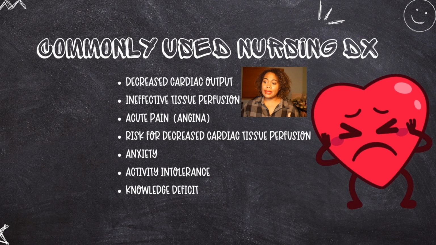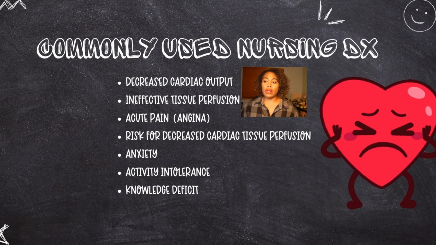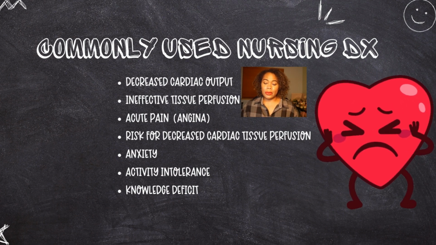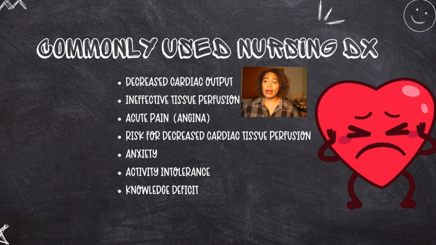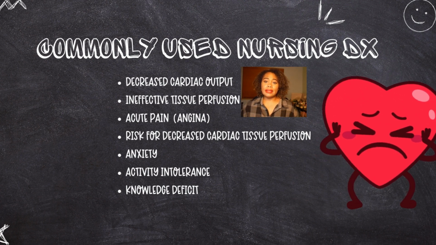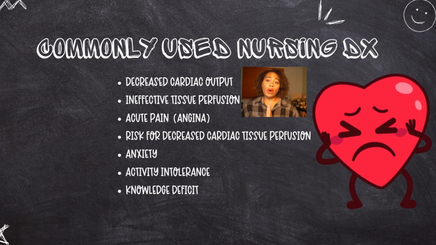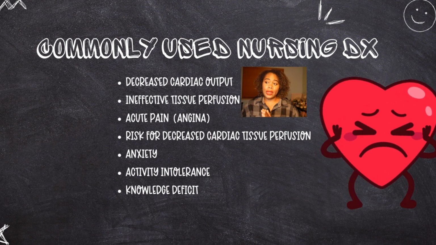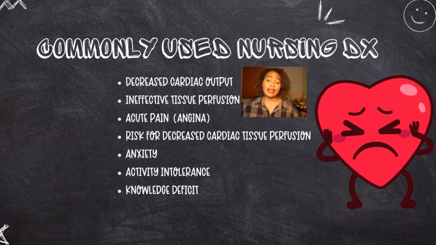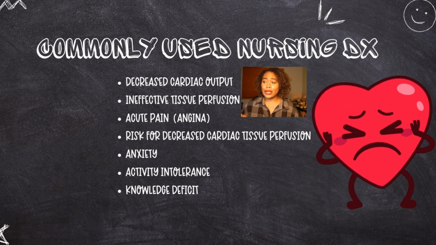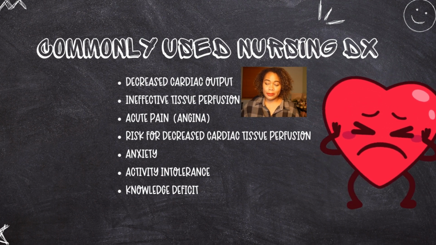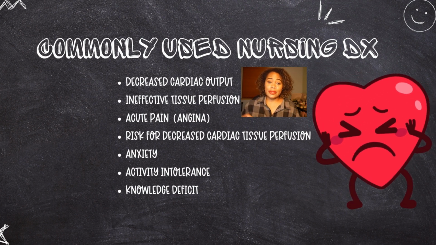So anxiety, knowledge deficit, activity intolerance, and risk for decreased cardiac tissue perfusion would be one of the lesser ones that we would use, because decreased cardiac output, ineffective tissue perfusion, and acute pain or angina would most likely be the presenting symptoms. But go off of your patient at the time and see if they fit any of these nursing diagnoses. Also, take note that these are all very clear-cut and assumes that there are no other comorbidities that are exacerbating the problem. So those are other things that you might want to consider when you're doing your nursing care plan.